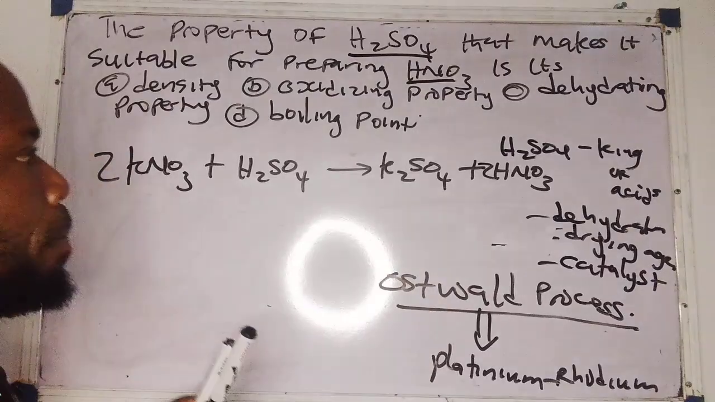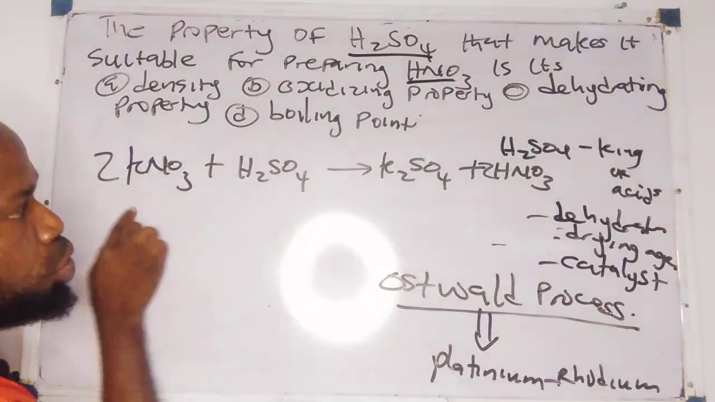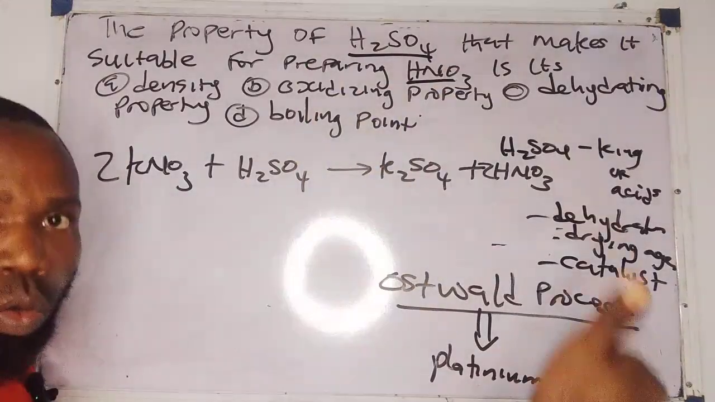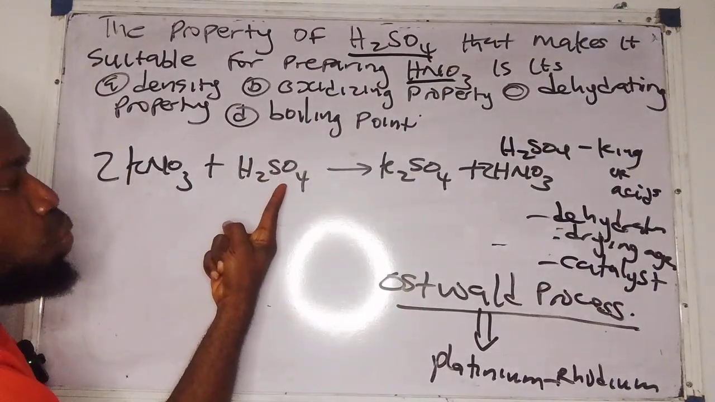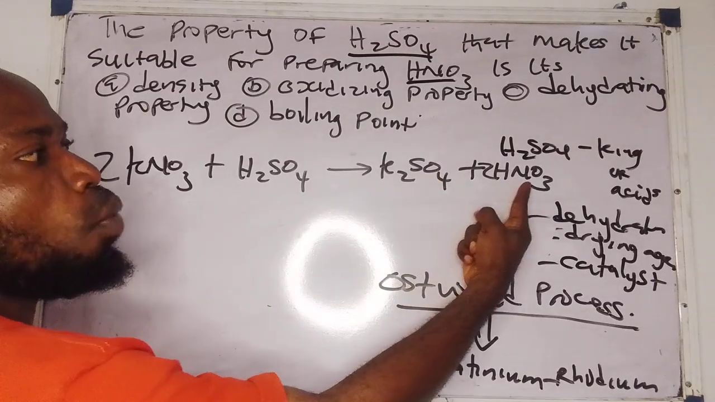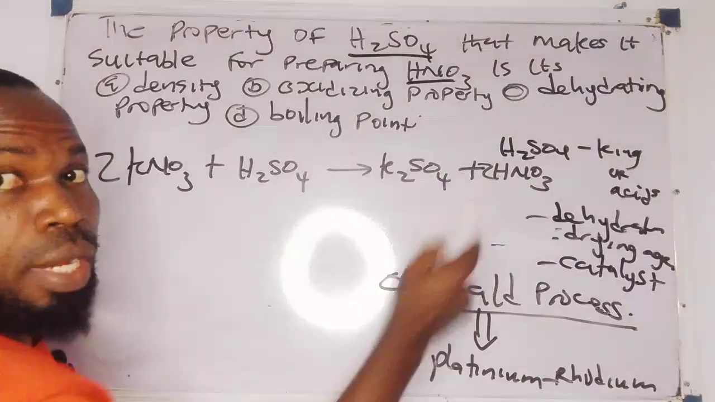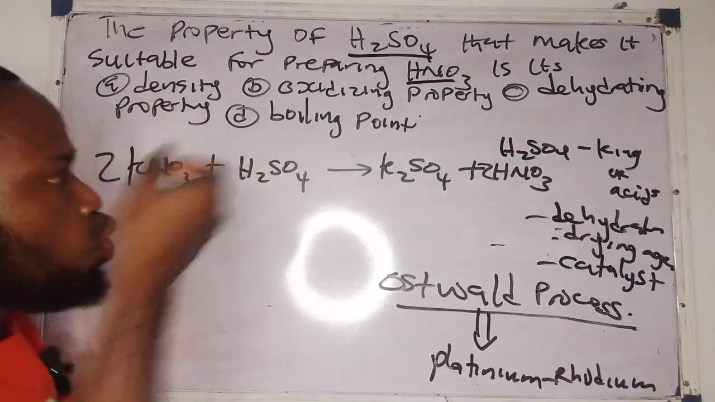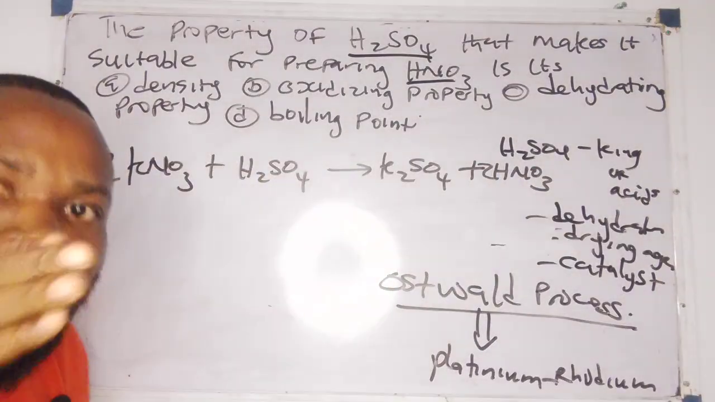So ladies and gentlemen, balanced equation. Now this equation represents the reaction that occurs when H2SO4 reacts with a nitrate salt to form K2SO4 and HNO3. We don't go into the reason why H2SO4 is used to manufacture HNO3. Now we don't go there.